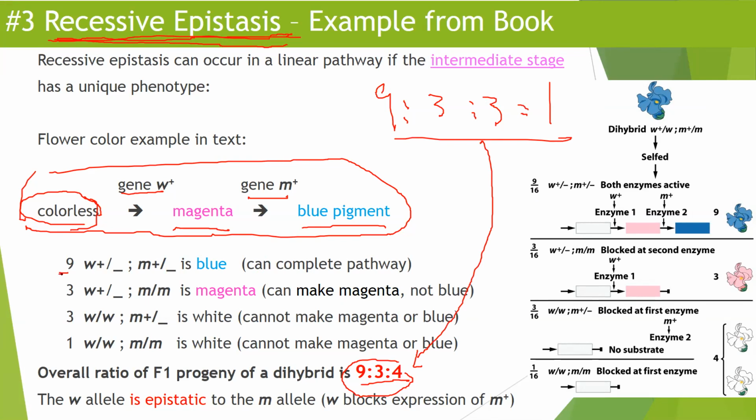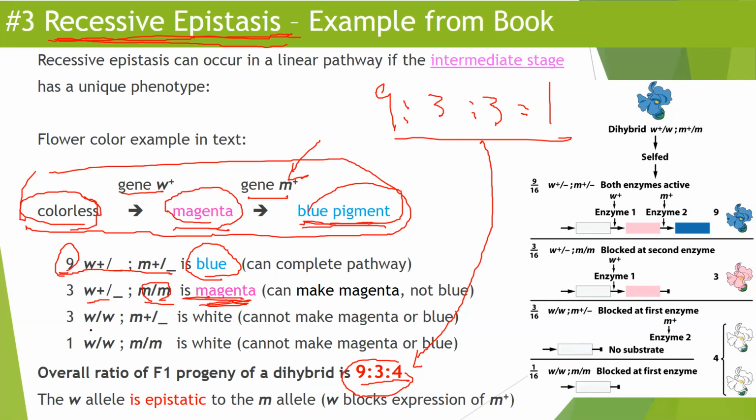If both genes are wild type, which is the 9, then you're going to see the wild type phenotype, the blue pigment, the end product, because the entire pathway is functioning. Now, if only the first gene is wild type but the second gene is mutant, we only see this intermediate product. We will never see the end product because of the deficiency of the second gene. You're going to see the pink flower.